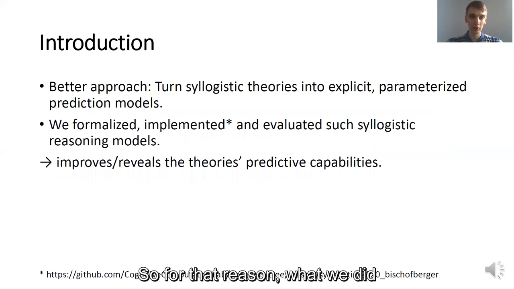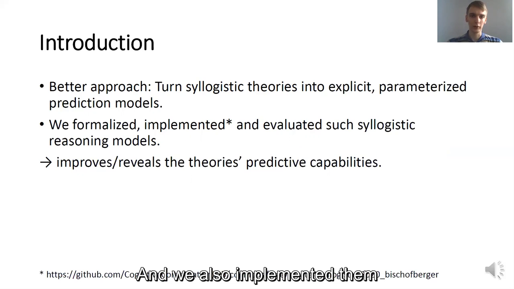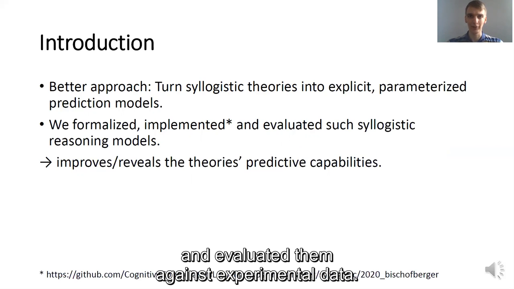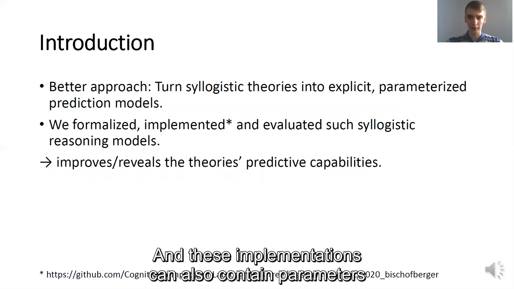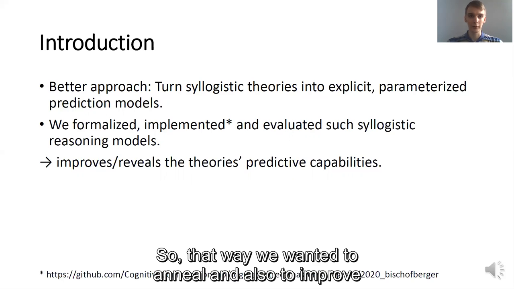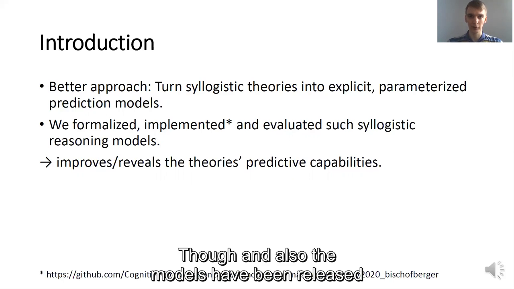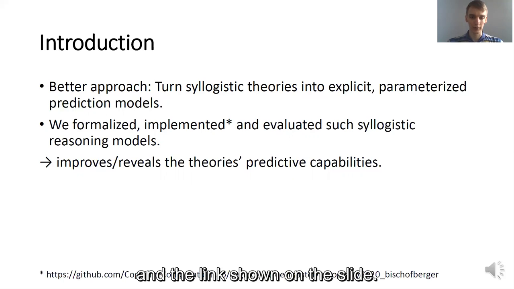For that reason, we tried to turn those theories into formal algorithmic models, prediction models, which generate predictions for syllogisms. We also implemented them and evaluated them against experimental data. These implementations can also contain parameters which can be fitted to individual reasoners. That way we wanted to unveil and also to improve the theories' predictive capabilities. The models have also been released under the link shown on the slide.